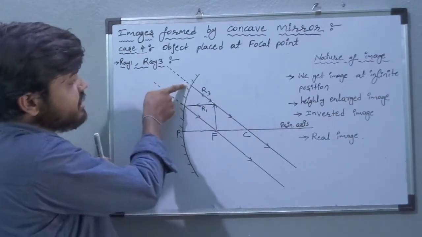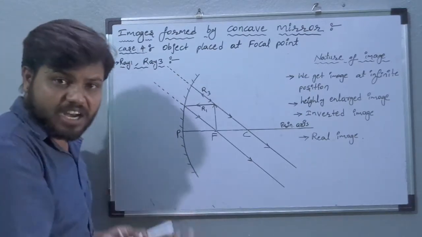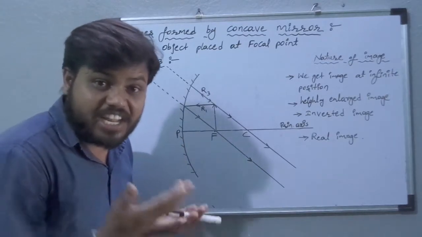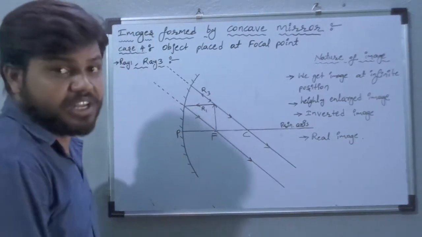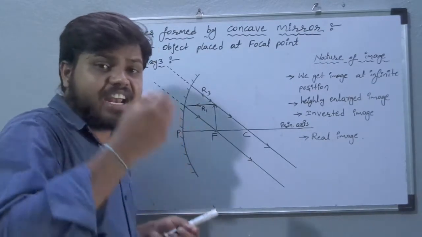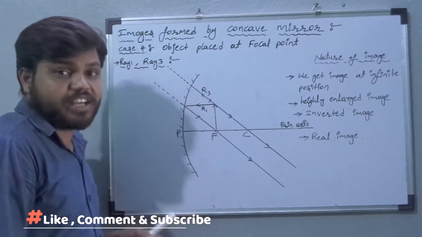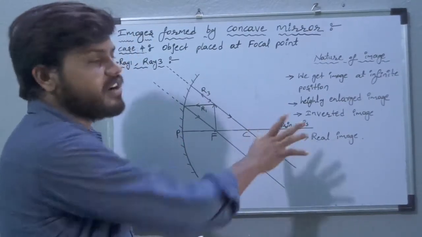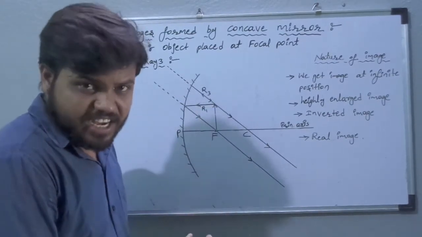Right? If I extend the reflected rays to the back side of the mirror, the extended rays are also parallel to each other. So from this we can say we get the image at an infinite position. Where do we get the image? At an infinite position. The size of the image is highly enlarged, and the image will be 100% inverted, and we can get that image on the screen, so it is a real image.